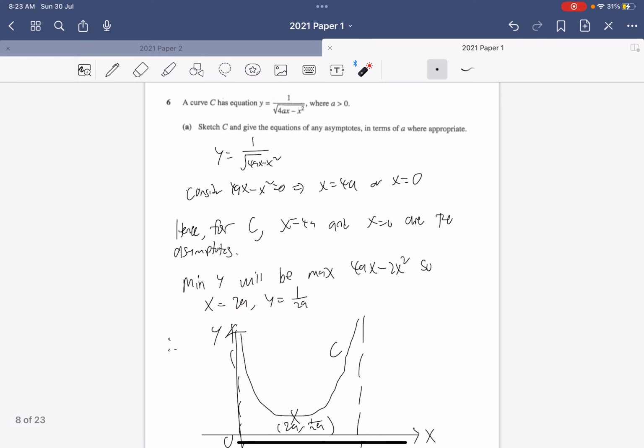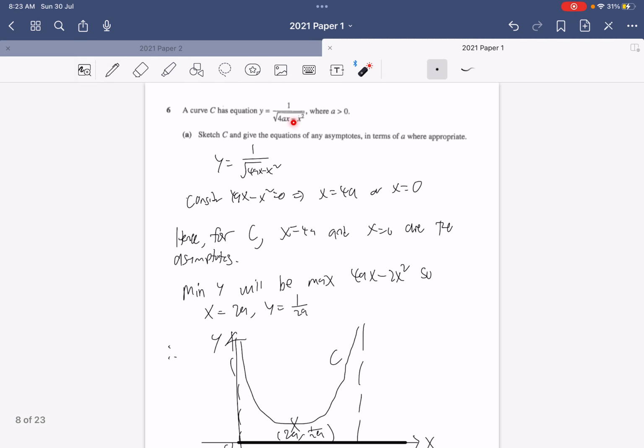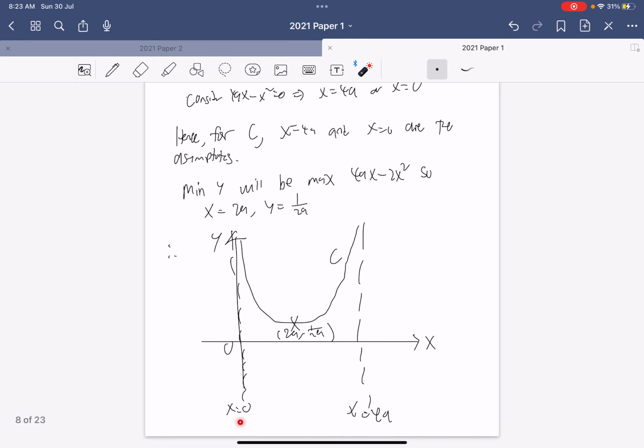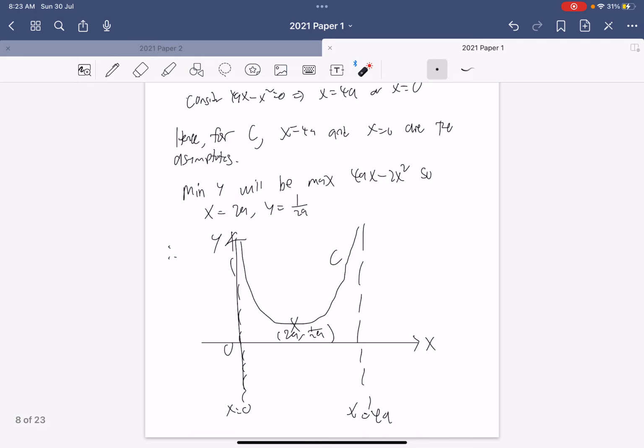Then you want to find the asymptotes as well. Well, that's when the denominator is 0, so that is when x equals to 4a and x equals to 0. So you just need to plot out the asymptotes and draw the rough shape.